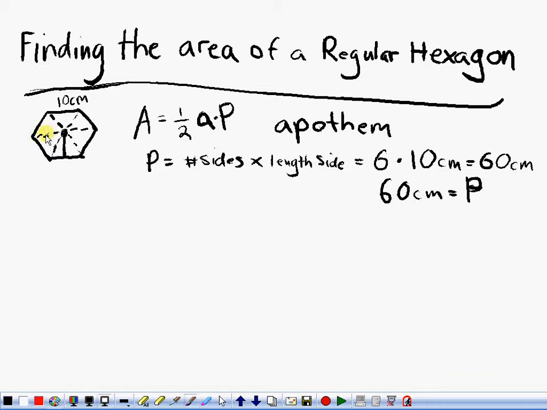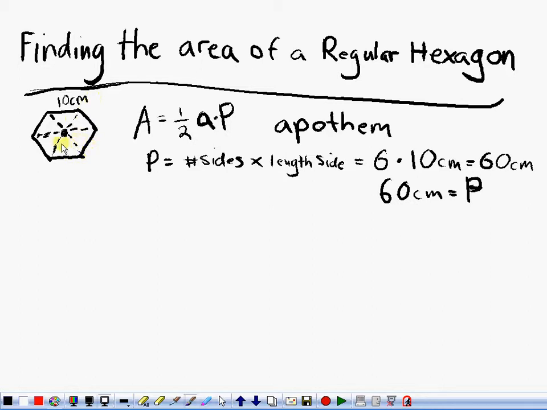If you notice, this hexagon is made of, please ignore this apothem line right now, but that's one triangle here, 2, 3, 4, 5, 6. So it is made of 6 triangles. Let me see here. Okay, a little better. Alright, so you see 6 triangles here.